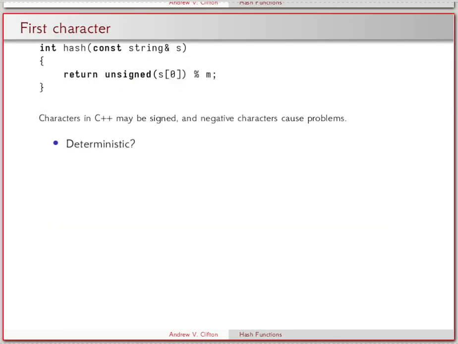Okay, right, well, let's try using some stuff actually from the string here. So let's try using the first character. Here we're going to take the first character of our string. Now in C++, there's a little bit of weirdness, which is the char type. That may be signed, which means that there may be negative characters. If you give a negative character modulo m, you get a negative number out, and that would cause us problems here. So what we're doing is we're just converting it to a positive value here.